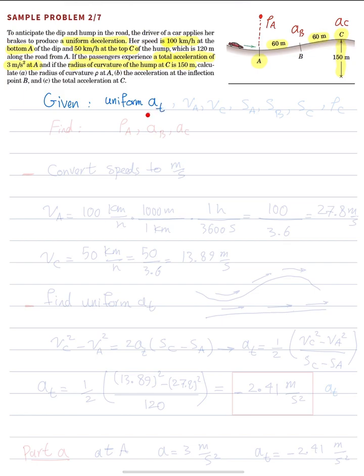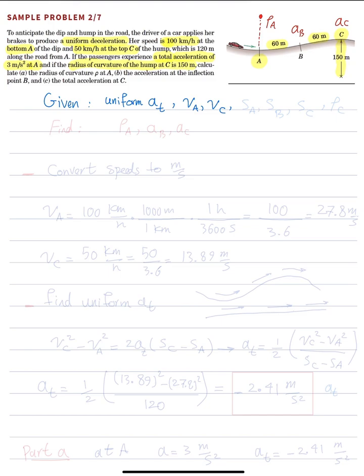So this is AT, this deceleration that it is talking about. Uniform deceleration is uniform AT. And that means that it's constant from A to C. Throughout this whole process, going from A to C, it has the same constant value. We also know VA, and we also know VC. We know the distances, S.